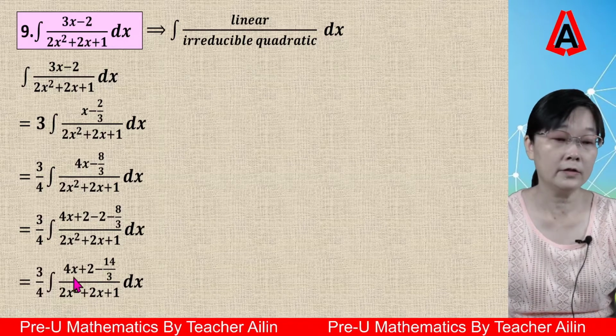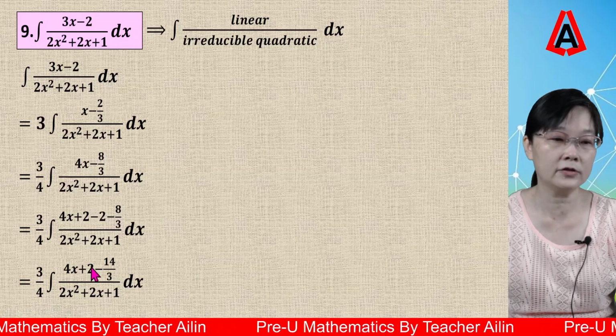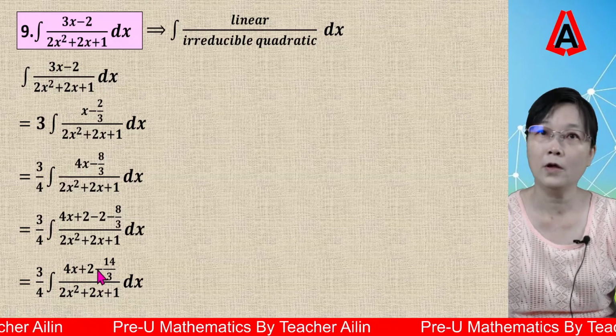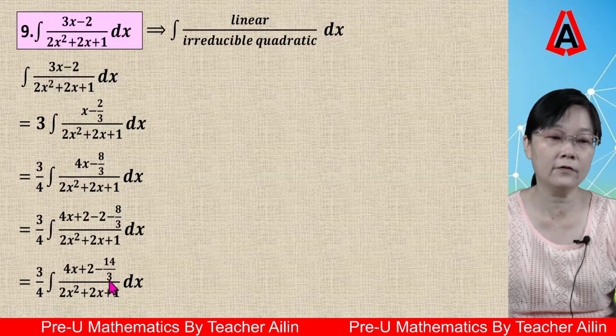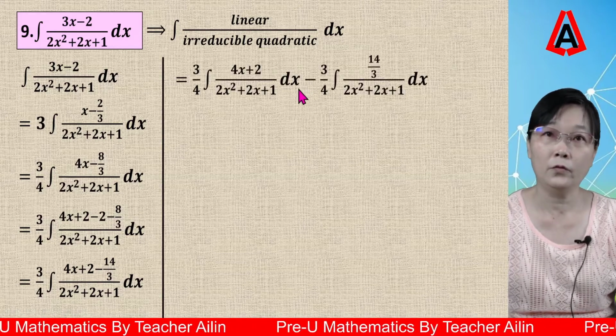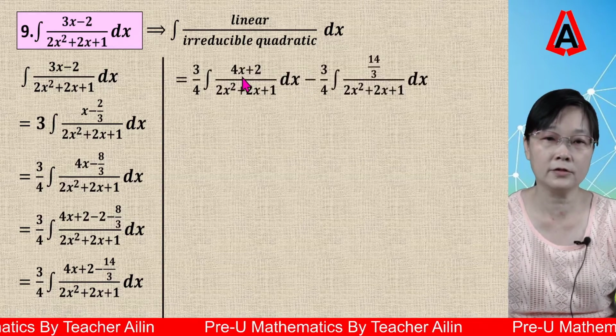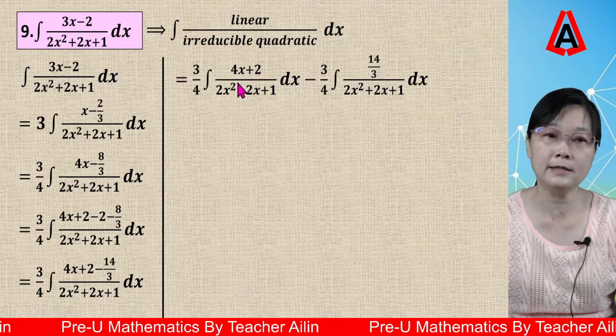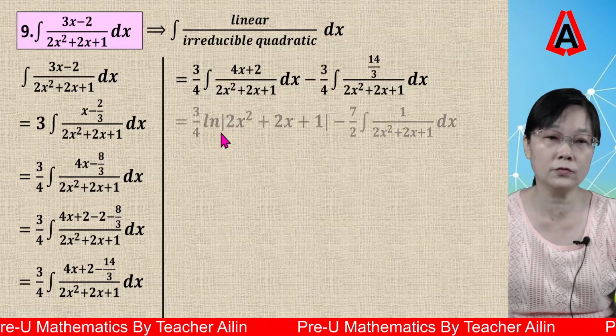And now I'm going to separate this rational function into two parts. One is 4x plus 2. One is negative 14 over 3, without using partial fractions. So after separate, I find that I can easily integrate this part into ln.